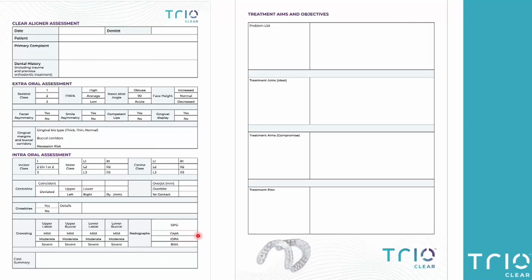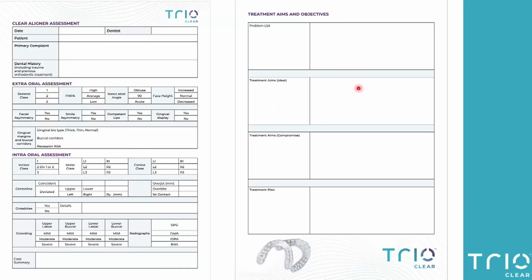Then we're obviously going to circle what x-rays we have taken. At the bottom of this assessment form, we're going to write our case summary. So in this case, we're going to write it down as a class 2 skeletal mild crowding case with class 2 division 2 incisor relations. Molars are in class 1, canine class is 1 on the left and 2 on the right. And so that will be your case summary.